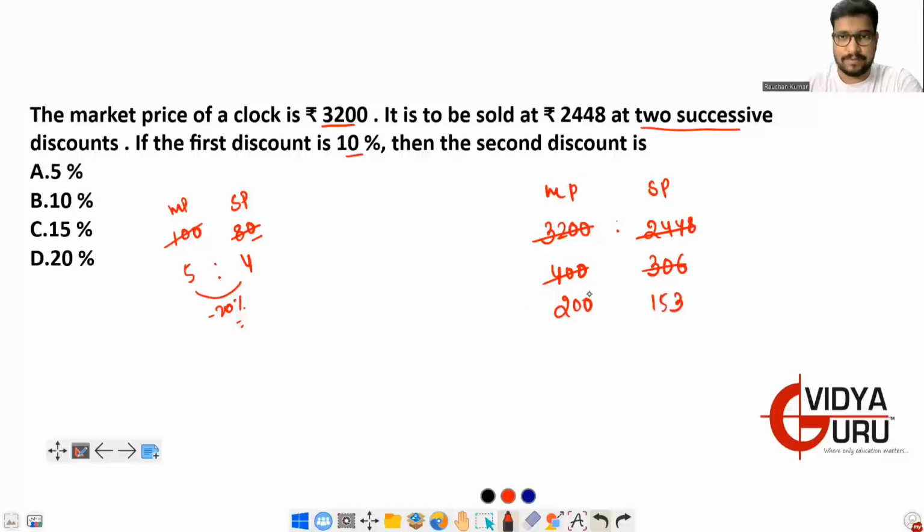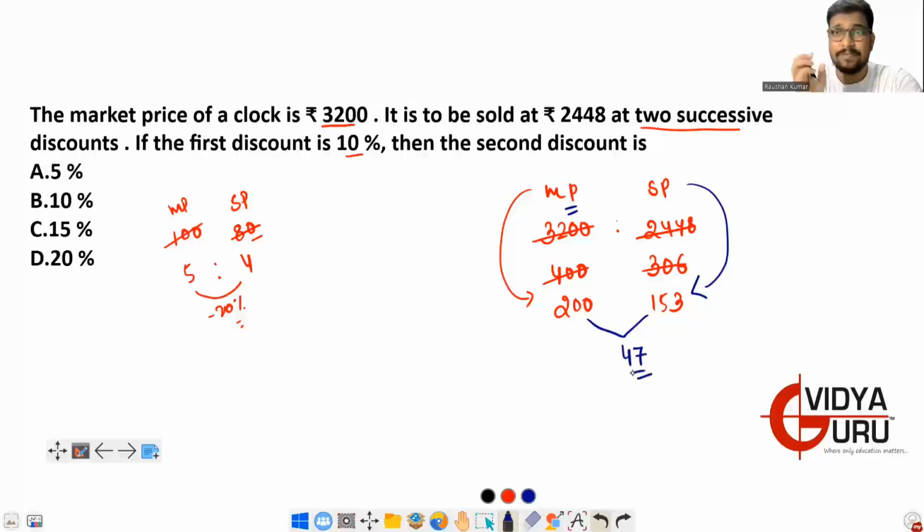Now, see, we can say that if MP is 200 rupees, then SP is how much? You can say SP is 153. Now, see here, if we cancel it out, see how much discount we are getting here. We can say discount is nothing but 47. See, 47 discount out of 200.